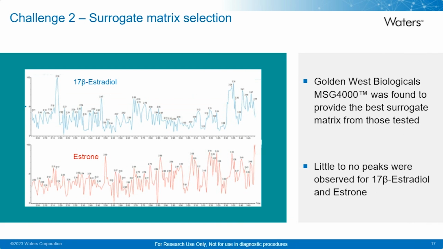And the final consideration with such compounds is how do we select a good surrogate matrix? So we opted to use a stripped serum provided by Golden West Biologicals, where we found their MSG 4000 product to be a very good surrogate matrix for analyzing estrogens. And this is certified for the steroid hormones.